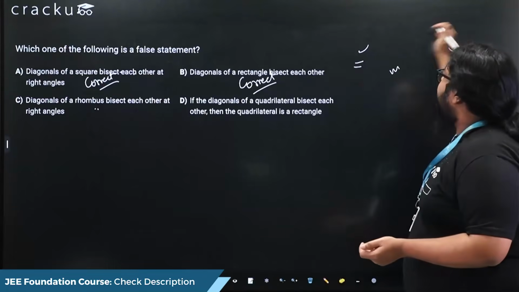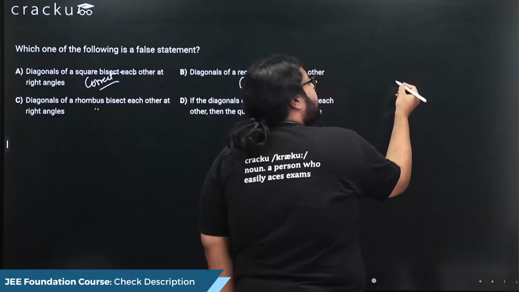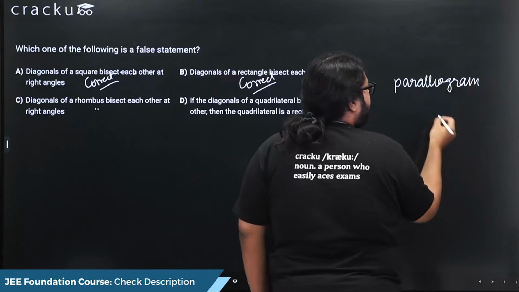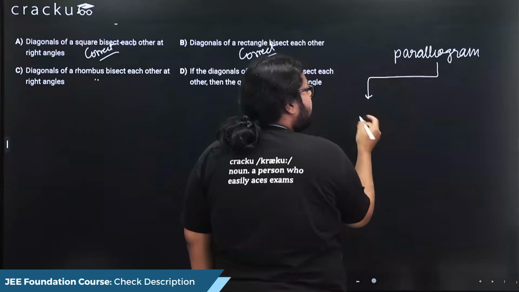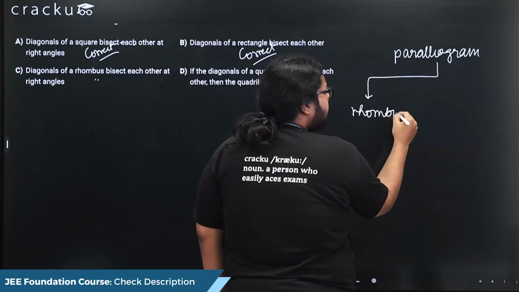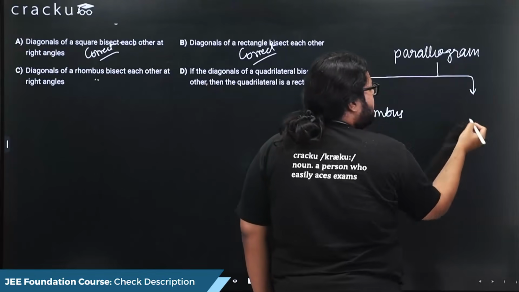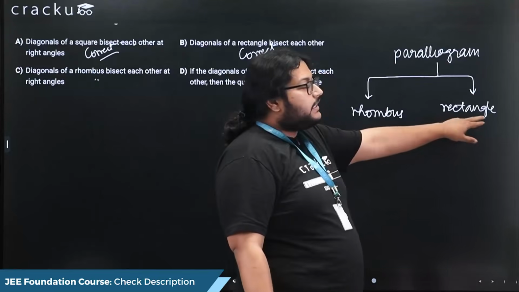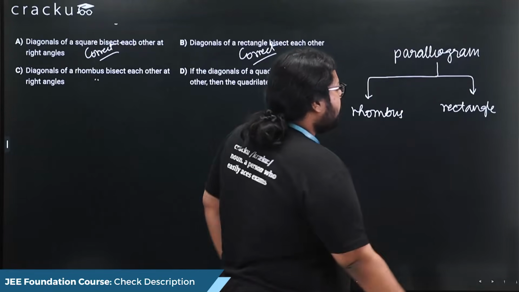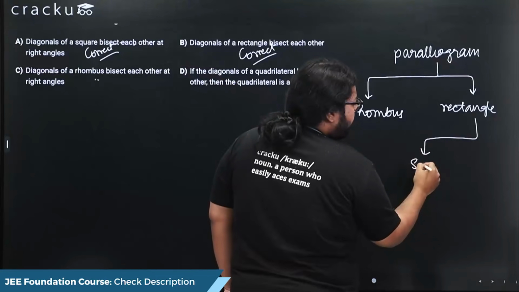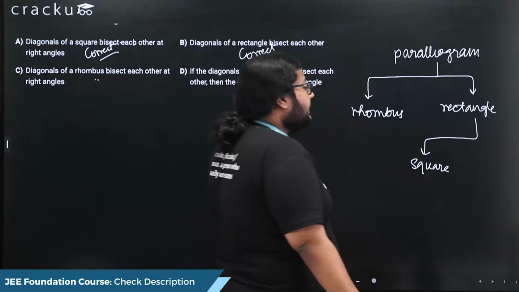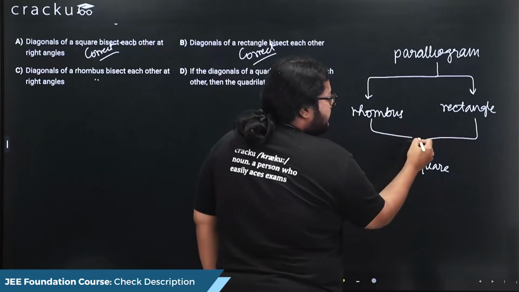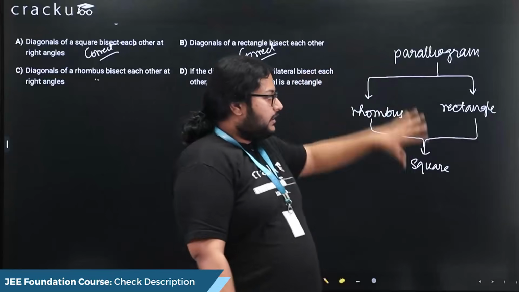So if we draw this parallelogram family, essentially we have the parallelogram. Then if I have all the 4 sides to be equal, then I have the rhombus. And if I have all the angles to be equal, in that case I have a rectangle. Now in a rectangle where all the 4 sides are equal and all the angles are equal, that is essentially a square. And in a rhombus where all the sides are equal and also the angles are equal, in that case also this is a square. So this is basically the parallelogram family.